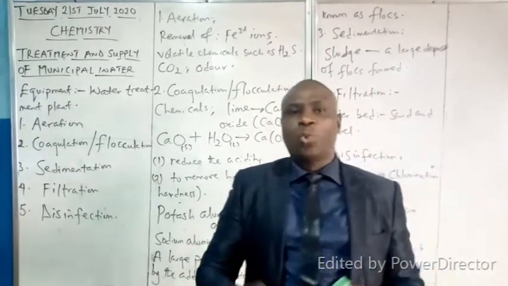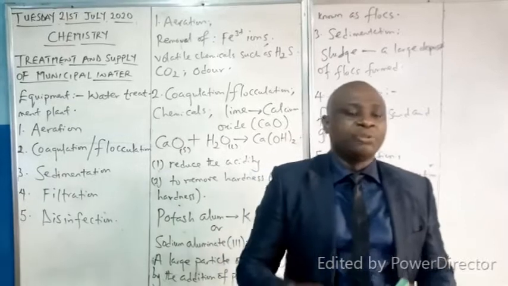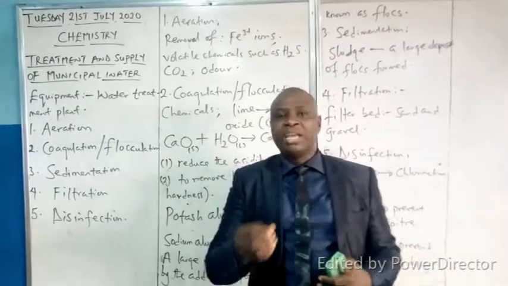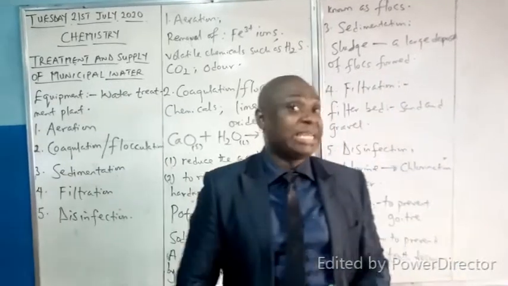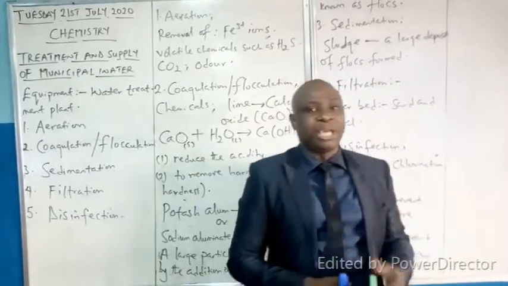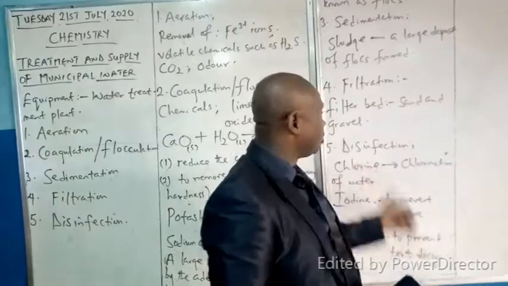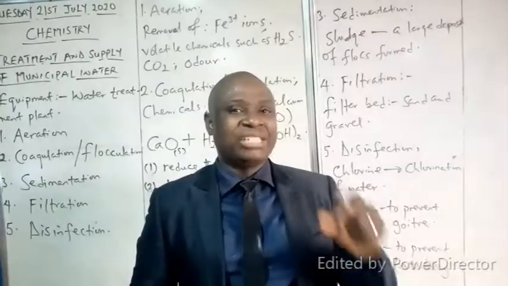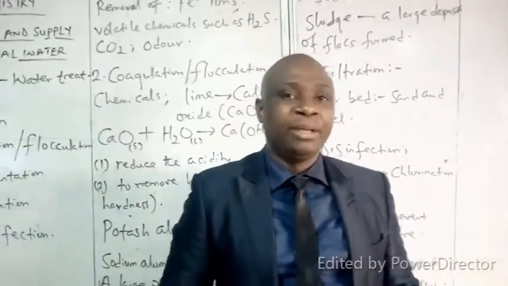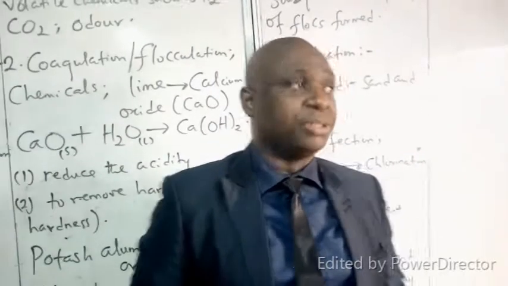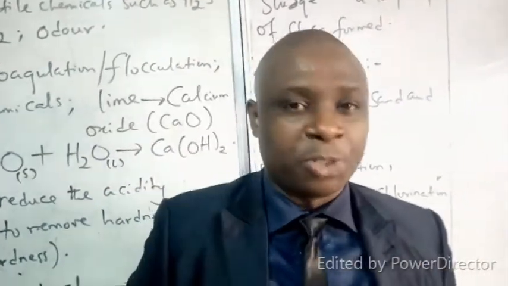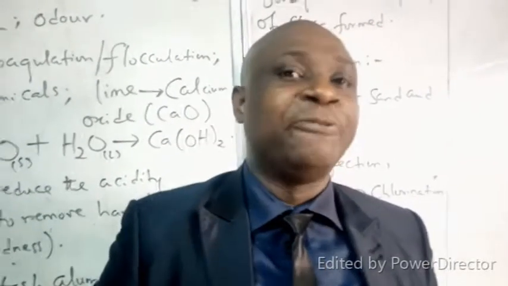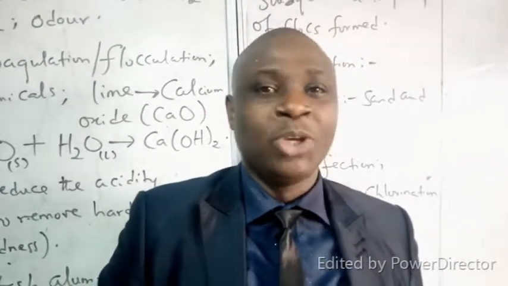Then the next one is the filtration. The filtration stage takes care of any finer particles that are still left in your water, just to make it clean. And the 5th stage is your disinfection stage, which of course is the addition of chlorine to kill bacteria and other pathogens. Now, in addition to that 5th stage, we have iodine, which prevents goiter, and we have fluorine, which prevents tooth decay.